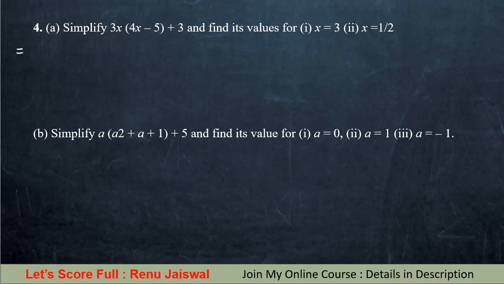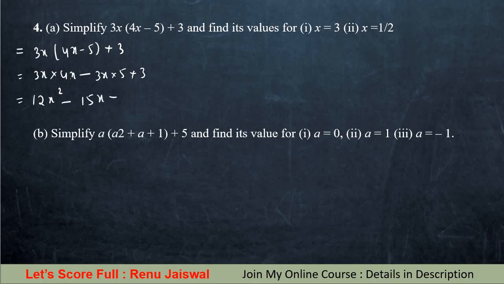So here first it says 3x in bracket 4x minus 5 and then plus 3. It's a monomial. It is binomial. Multiply it, means distribute. So 3x into 4x minus 3x into 5 and then plus 3. 3 4s are 12 x square, right? 1 and 1, 2 power. 5 3s are 15x and then 3. There is no like term, so this is our final answer. Good? Okay. Now take x is equals to 3.